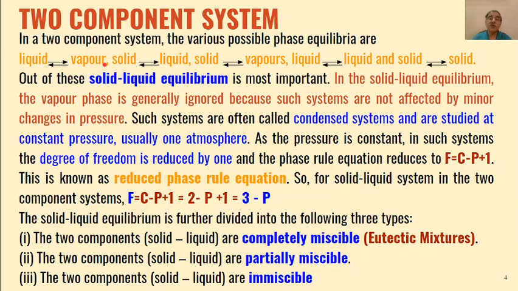Now, out of these, solid-liquid equilibria is the most important equilibria to study for two component systems, and here we will generally ignore the vapor phase. The vapor phase is ignored because we are to draw the diagram at constant pressure, and in such cases there is no major change in the pressure over a phase diagram of a solid-liquid system.